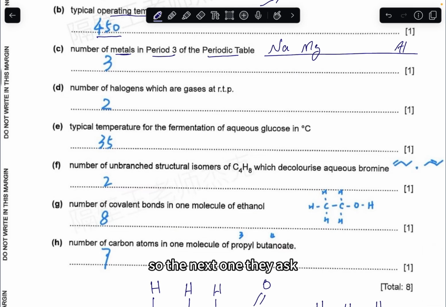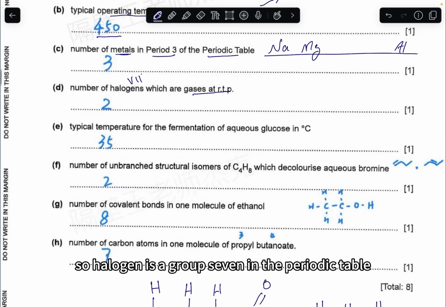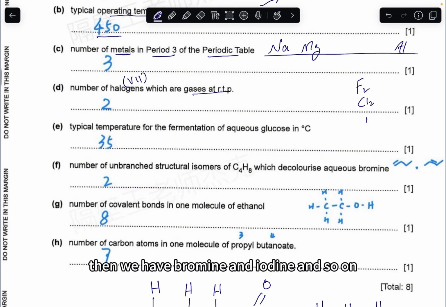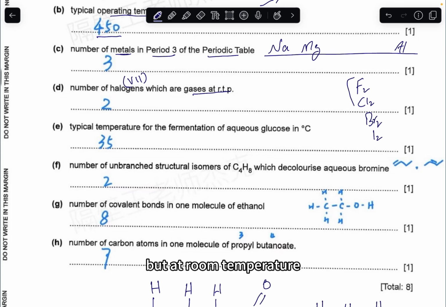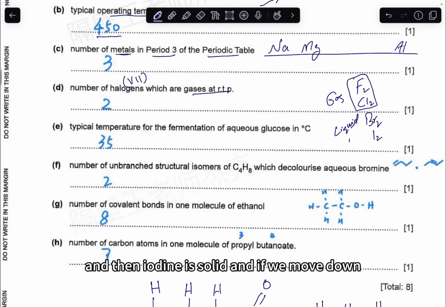So the next one they ask you is the number of halogens that are gas at room temperature. So halogens are group 7 in the periodic table, and if we move from top to bottom, we have fluorine, then chlorine, then bromine and iodine and so on. But at room temperature only fluorine and chlorine are gases, and moving down they become more condensed. Bromine at room temperature is liquid, and then iodine is solid, and if we move down they are also solid.